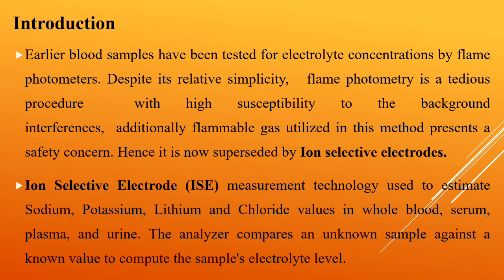Earlier, blood samples were tested for electrolyte concentration by using flame photometers. Even though flame photometers are relatively simple, flame photometry is a tedious procedure with high susceptibility to background interferences. Additionally, the flammable gas utilized in this method presents a safety concern. Hence, it is now superseded by ion-selective electrodes.